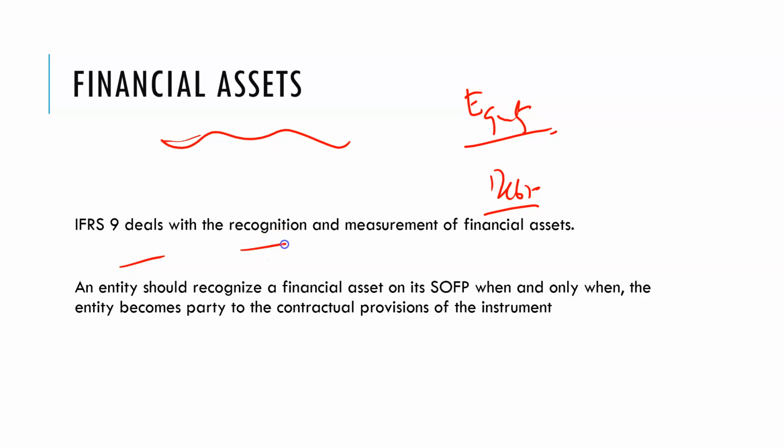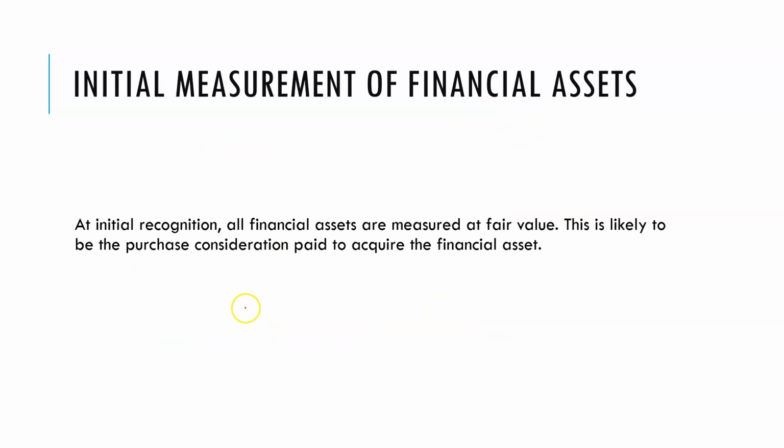The standard looks at the recognition and measurement of financial assets, and of course, this is about contracts again. So an entity should recognize a financial asset on a statement of financial position when and only when the entity becomes party to the contractual provision of the instrument. At initial recognition, all financial assets are measured at fair value. Again, this is likely to be how much you have paid for the financial asset.